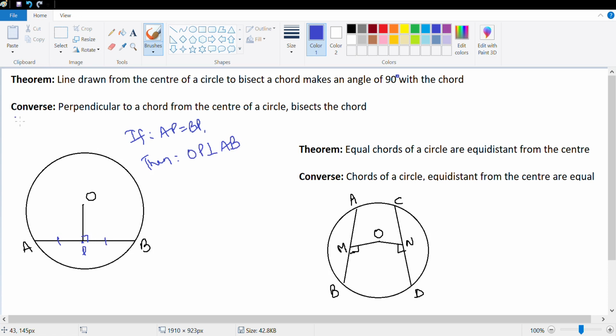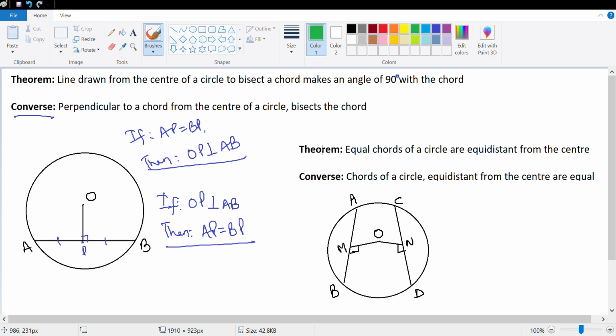And the converse of this would be, what is given is that OP is perpendicular to AB. So any line which is drawn from the center of a circle to a chord, perpendicular to it, basically bisects the chord, which means AP would be equal to BP. We used these two properties extensively last year.